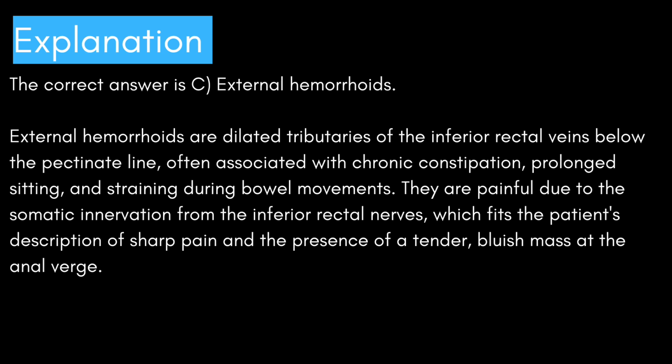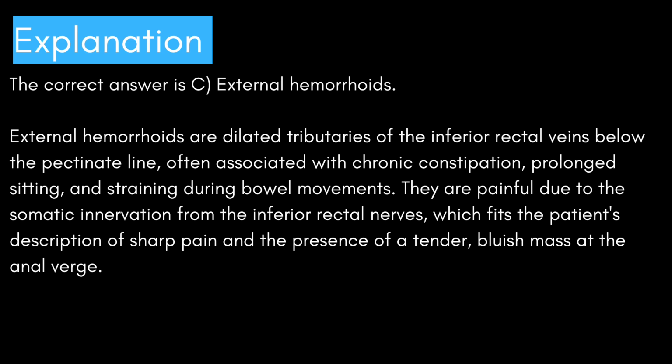D. Perianal abscess is incorrect because a perianal abscess presents as a painful red swollen area due to infection and inflammation, not as a bluish mass. It is usually accompanied by fever and systemic symptoms of infection. E. Rectal prolapse is incorrect because rectal prolapse involves the protrusion of rectal tissue through the anus, presenting as a more substantial mass that involves more extensive rectal mucosa, unlike the localized bluish mass of external hemorrhoids.